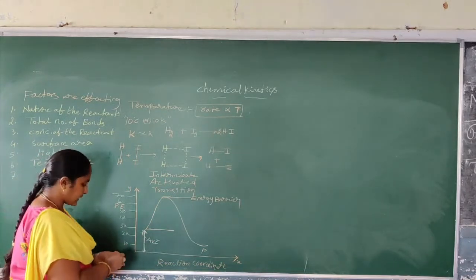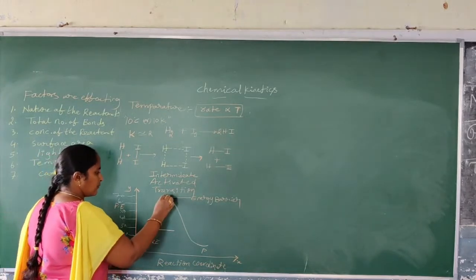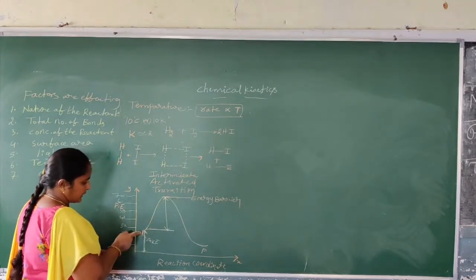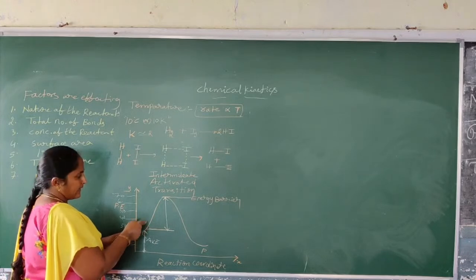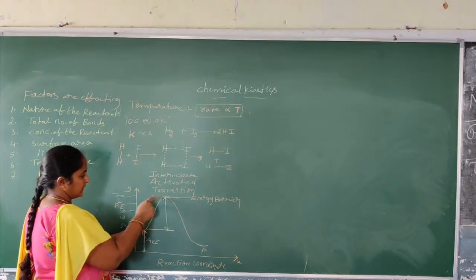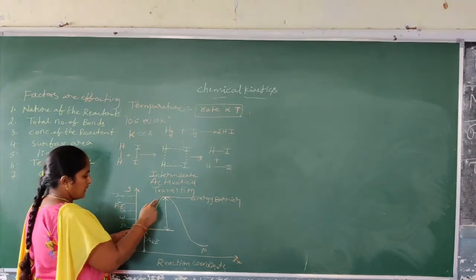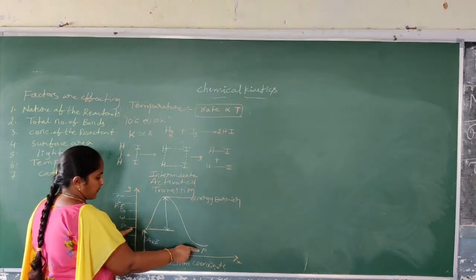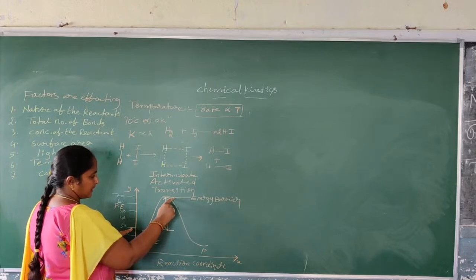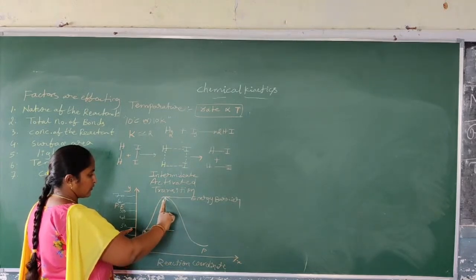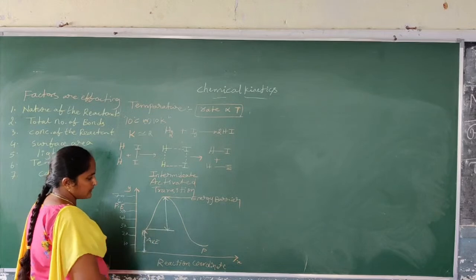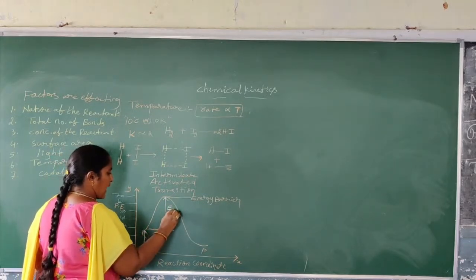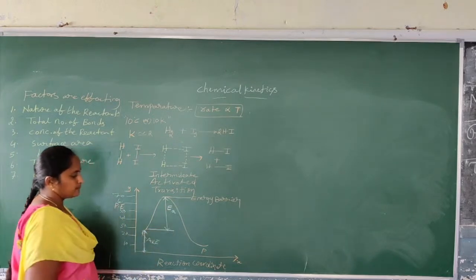That means it requires some additional amount of energy. Assuming the energy barrier is 70 and the reactants energy is 30, the reactants are converted into the products after passing the energy barrier. That means it requires 40 amount of energy. An extra amount of energy is needed. That extra amount of energy is called the activation energy.